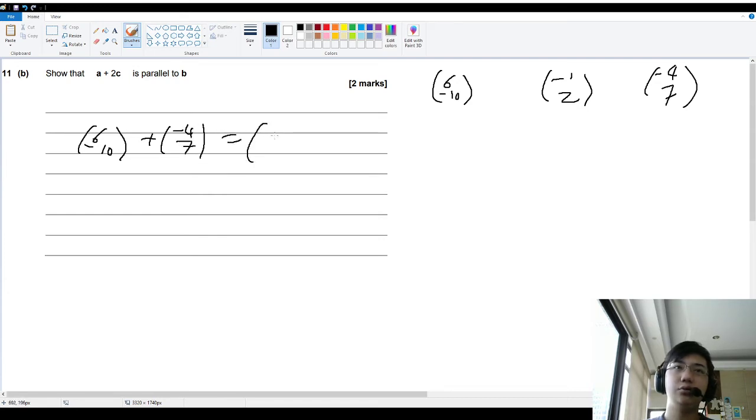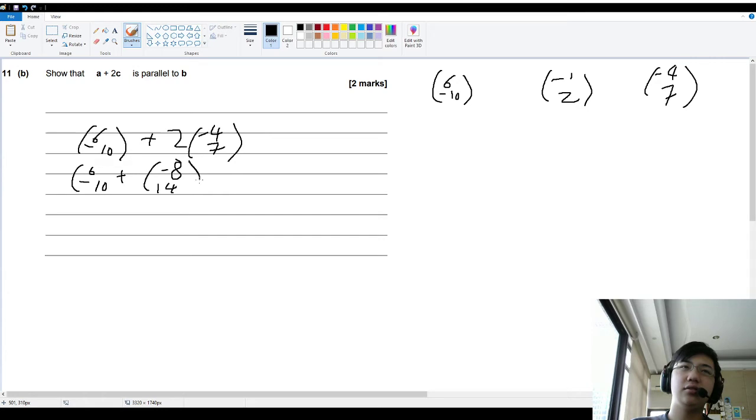6 minus 4 is 2, so the top value is 2. While, no, actually (6, -10) plus 2 times (-4, 7). Almost forgot that. So we have (6, -10) plus (-8, 14), which gives us 6 minus 8 is -2, while -10 plus 14 is 4. So we are given a vector of (-2, 4).